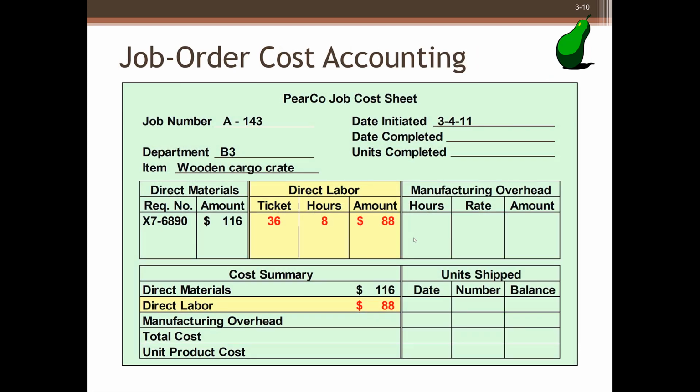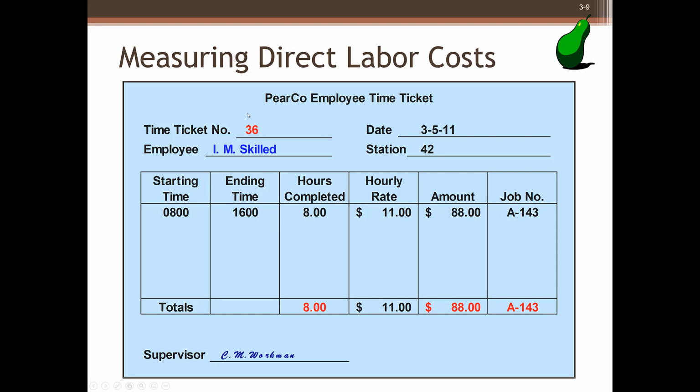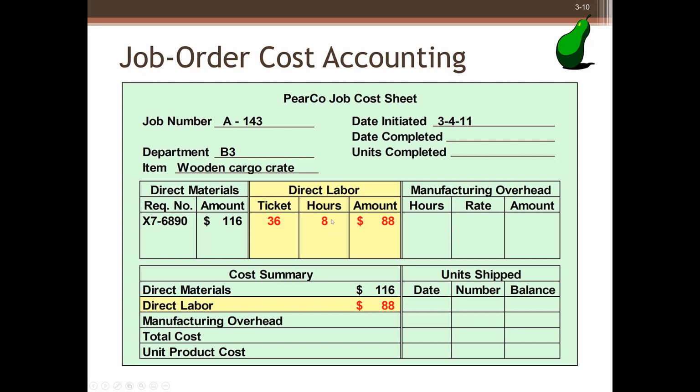Then, the accounting department records the labor cost from the time ticket on the job cost sheet. So you can see here, the section of direct labor, time ticket number 36, which matches the one here. Then 8 hours completed for this job. Total labor cost, $88. And on the summary section, we recognize 88 here.